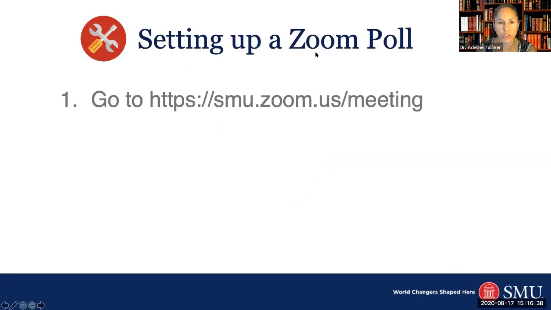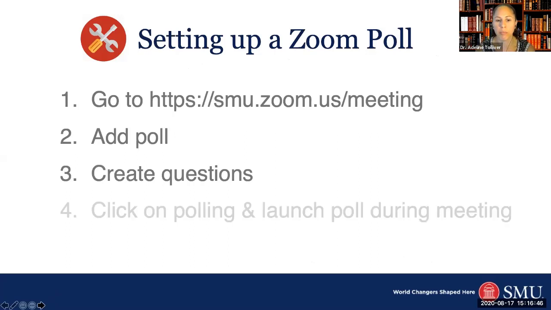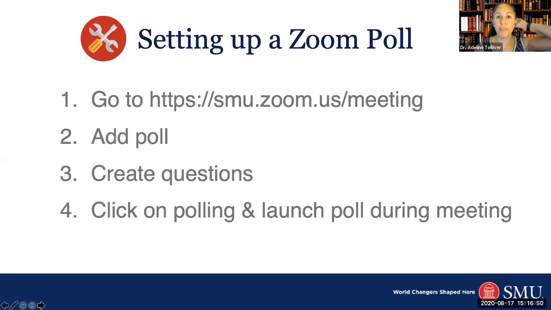You can always go to smu.zoom.us and then /meeting. And then you add a poll and create questions and click on polling and launch poll to launch these questions to your students. The benefits of using these Zoom polls is that it's really easy to launch when you have them pre-scheduled in your system. The negative aspect is that there's no record of who has said what.